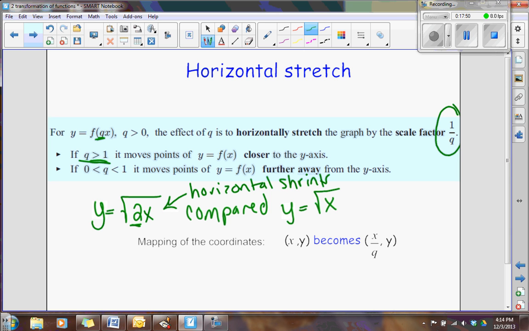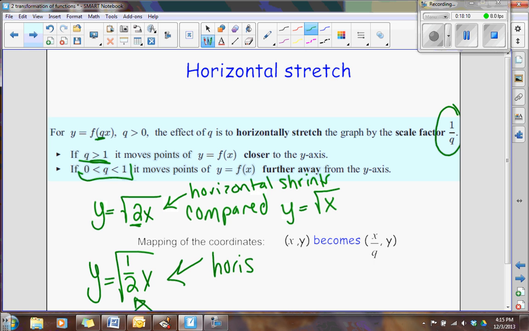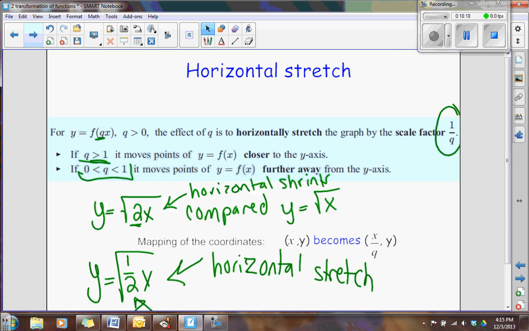Okay, and if we had instead y equals the square root of 1/2 times x, 1/2 is between 0 and 1. So it's going to move the points of our function further away from the y-axis. So we can call that a horizontal stretch. So we're talking about affecting x.